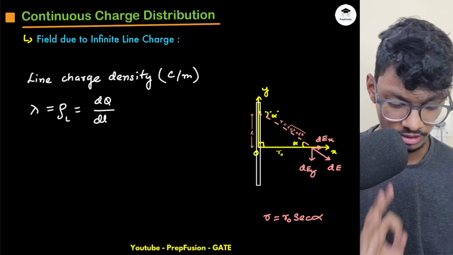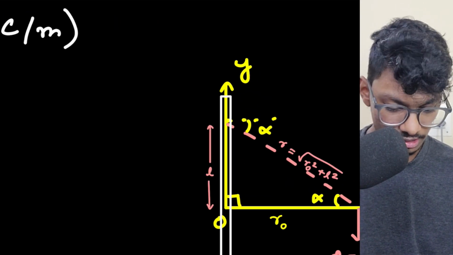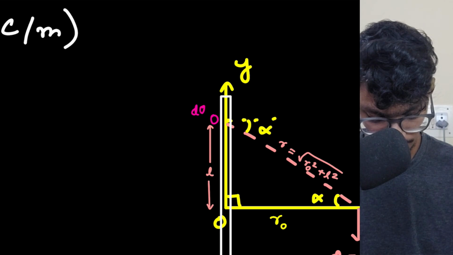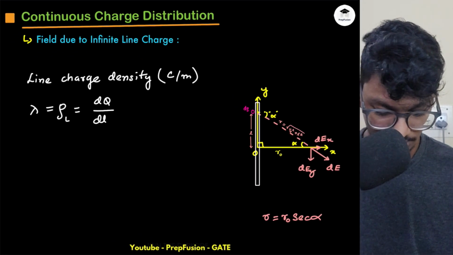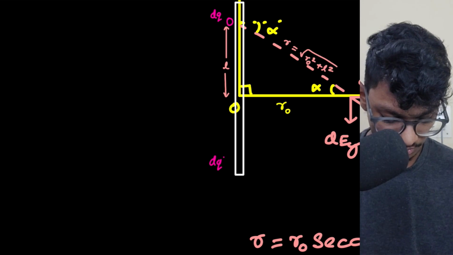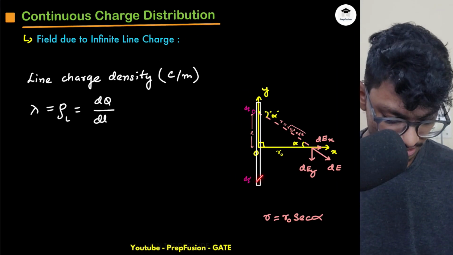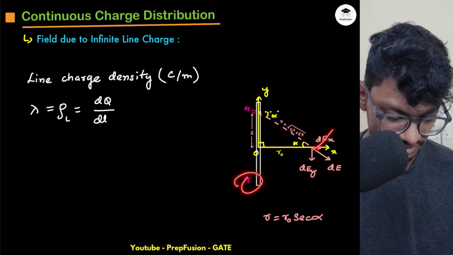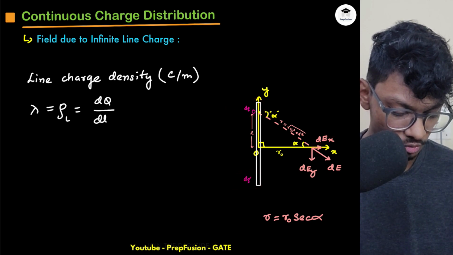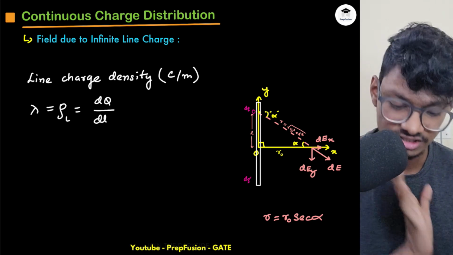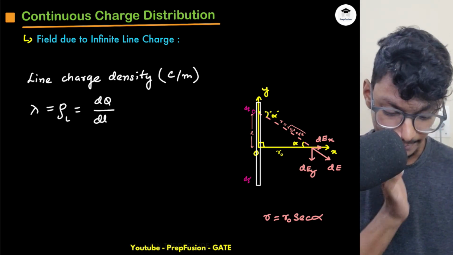Here also the same thing will happen. If I take a small dq charge here and a small dq dash charge here, both of the magnitudes are the same. The electric field due to this dq dash will be in this direction, and the electric field due to dq will be in this direction. So obviously the y component will get cancelled, and only the x component will remain.